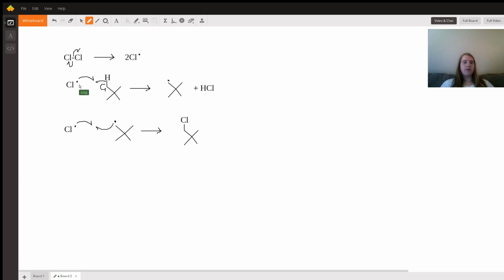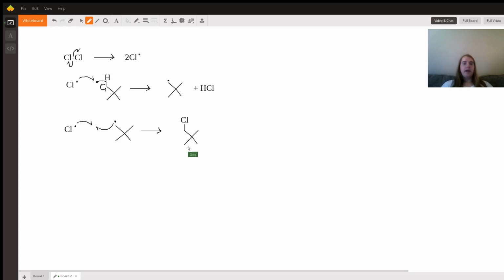Finally, the other equivalent of Cl dot that was created will combine with the carbon-centered radical that was created by the hydrogen abstraction, and you will end up with this product here. Now, in this case, it also doesn't matter which methyl group the hydrogen is abstracted from, as they all end up being equivalent. If I were to put it on the top right carbon, I could just take that molecule and flip it over, and it would be exactly the same as the product I've shown here.